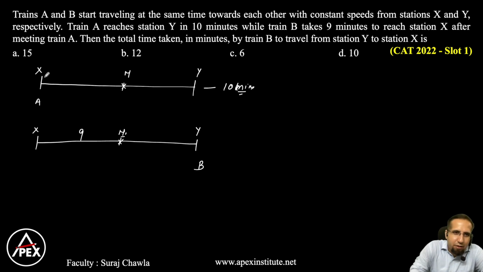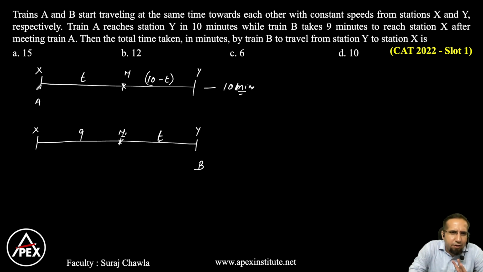Now let me assume that the time taken by train A for the first part of the journey is T, because both of them are starting together and both of them are meeting. The time taken by train B for this part of the journey also becomes T. I repeat, both of them start, both of them meet. So the time taken by both of them is always same. Right? And I know that the total time taken is 10 minutes. So this part of the journey becomes 10 minus T.